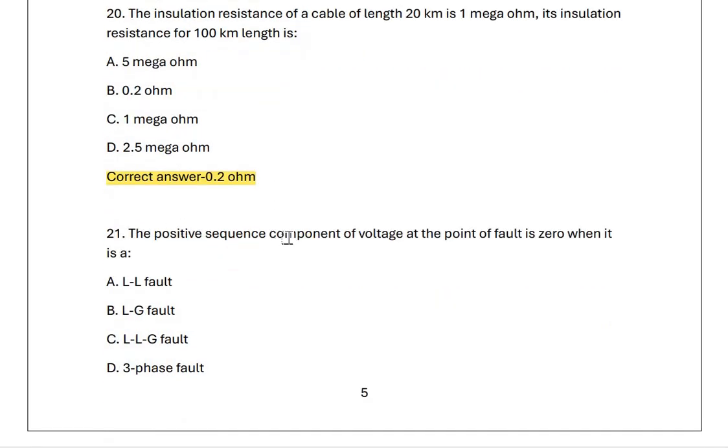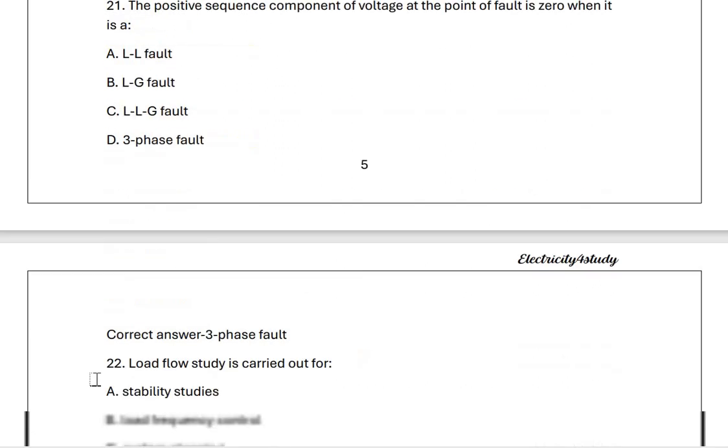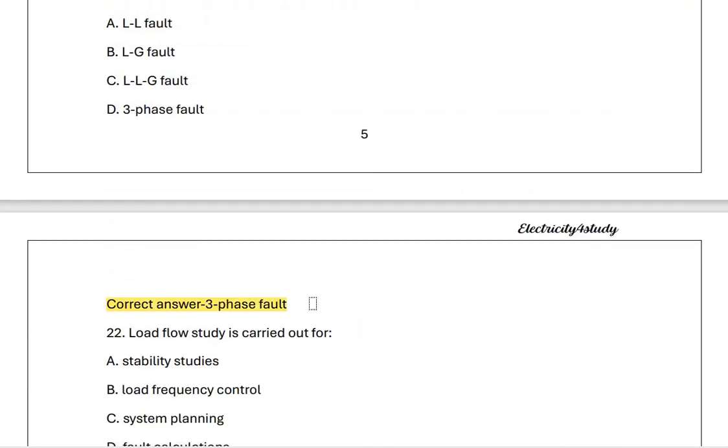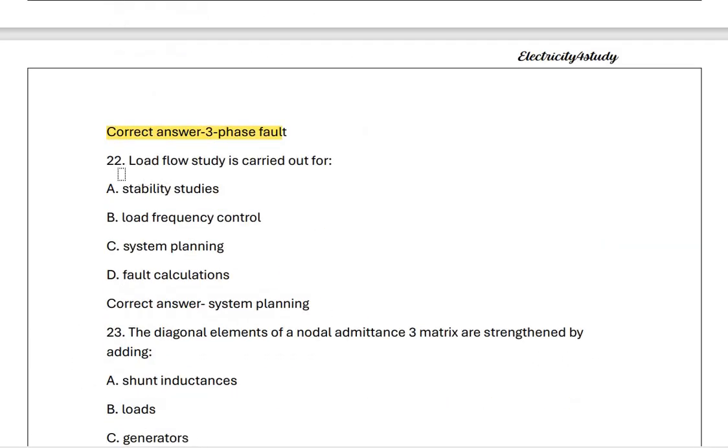21. The positive sequence component of voltage at the point of fault is 0 when it is A. LL fault, B. LG fault, C. LLG fault, D. Three-phase fault. Correct answer: three-phase fault.